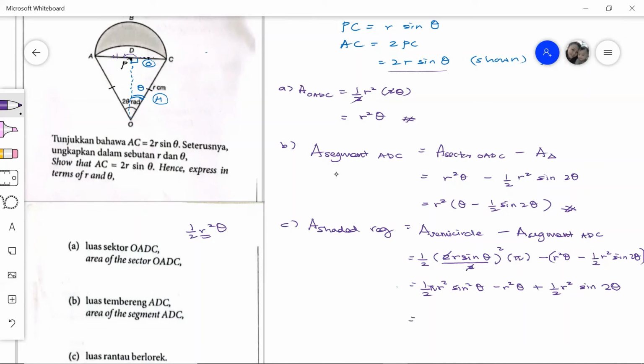Okay, let's factorize by taking out half R squared. So the first term will be left with pi sine squared theta. And the second term, there is no half. I take out the half, so this one I need to put 2 theta, because R squared is already taken out. And then plus, half R squared I have already taken out, just left with sine 2 theta. So that's it. That's the answer for question number 22.